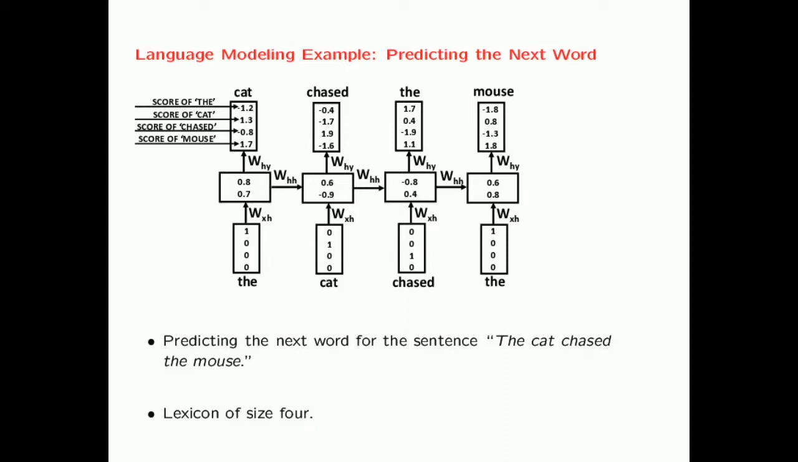So it predicts the next word. Unfortunately, here it doesn't seem to give the best one. It gives mouse the highest score instead of cat. So it doesn't get it right, because it gives mouse 1.7 and cat 1.3.